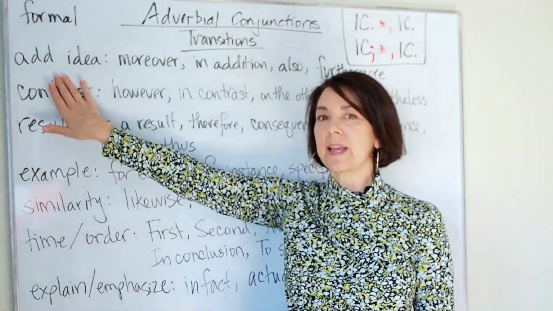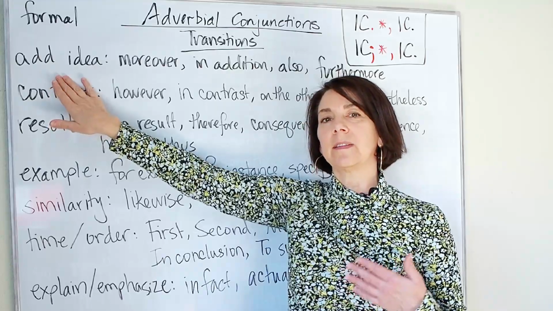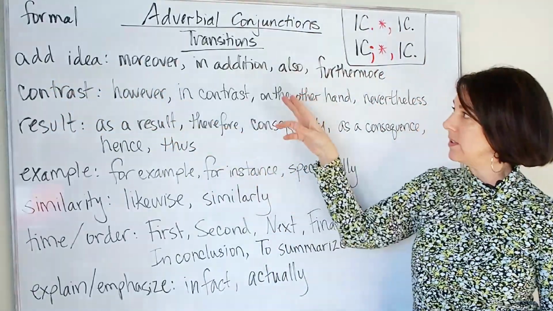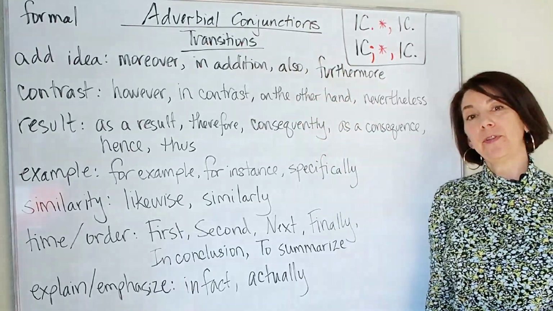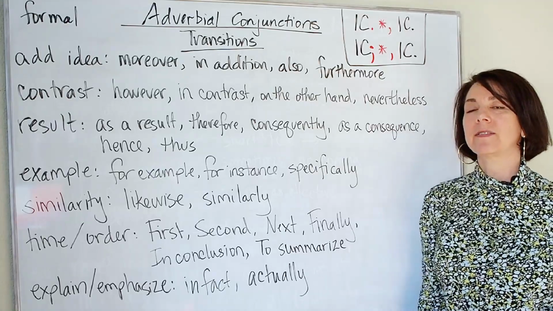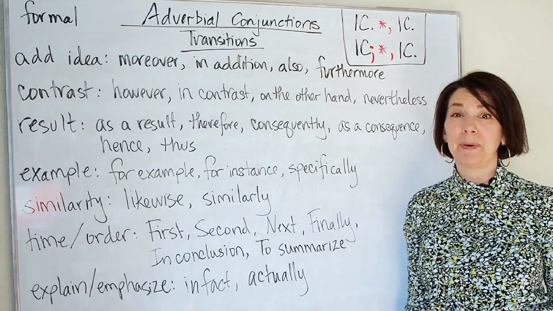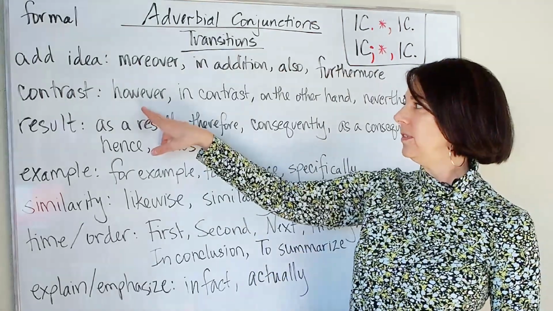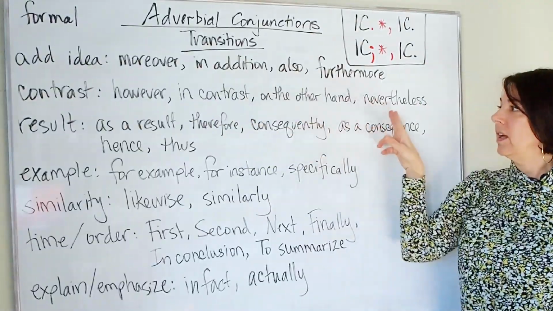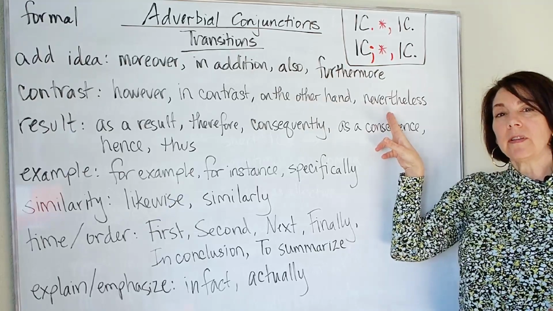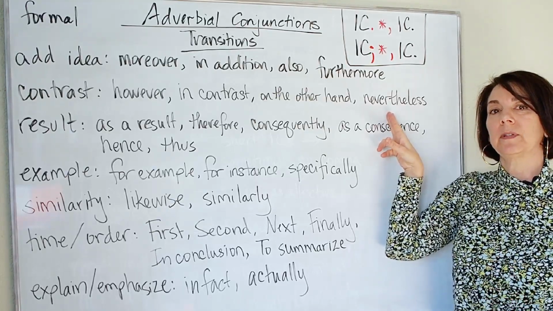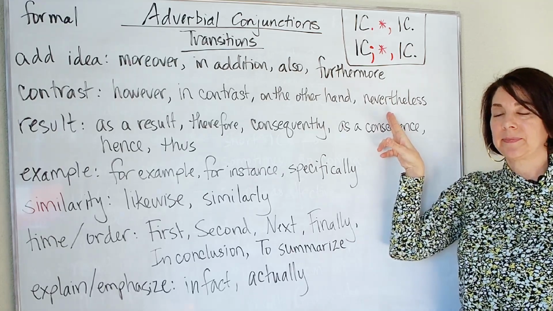Let's look at some different types of transition words and phrases or adverbial conjunctions. The first one is to add an idea. So think of this as the same thing as and. You can use moreover, in addition, also, or furthermore. Next, contrast. So think of this like the same thing as but. However, in contrast, on the other hand, nevertheless. Now, nevertheless usually shows something that's unexpected, so this would be more similar to the word yet.